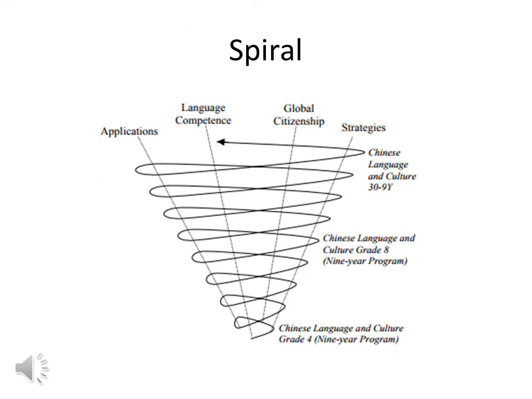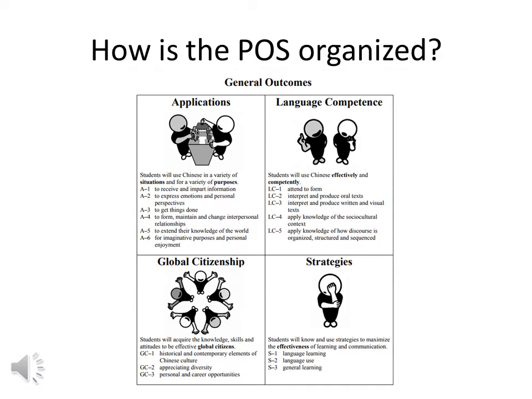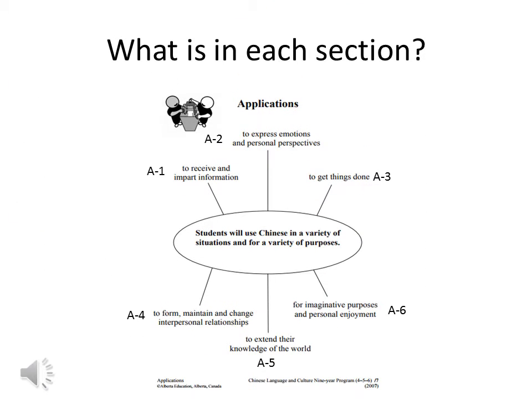The spiral progression of the POS conceptualizes how the activities in the years preceding will prepare for the acquisition in the years following with broadened applications. The POS mainly elaborates on the four main components. First, it lists the general outcomes. Then it goes into more details of each outcome. It displays the detailed outcomes of each main component in a spider map.